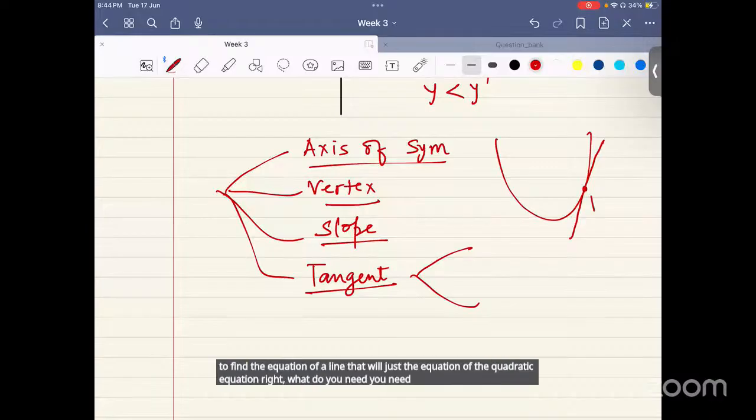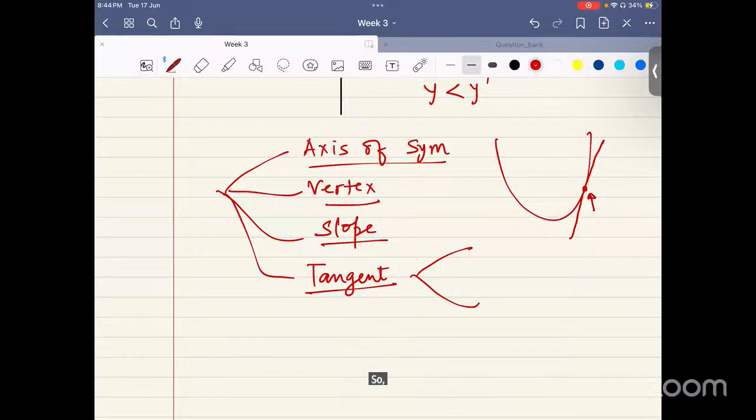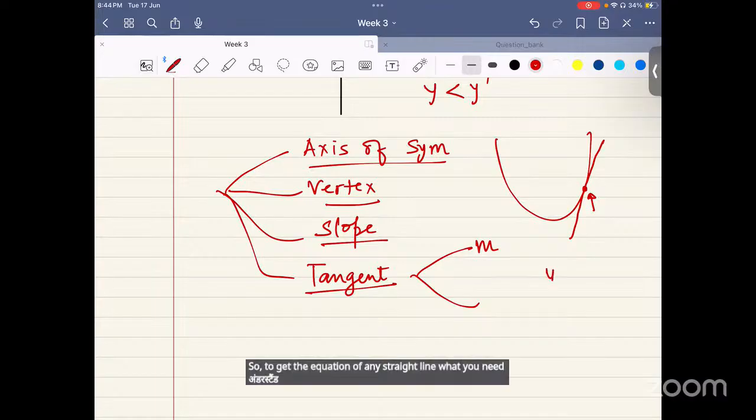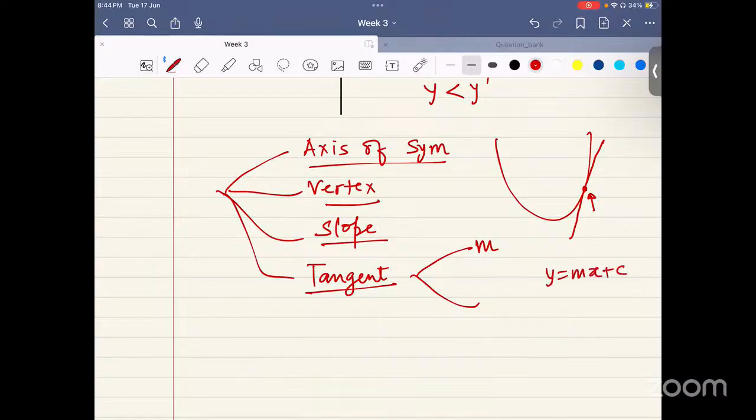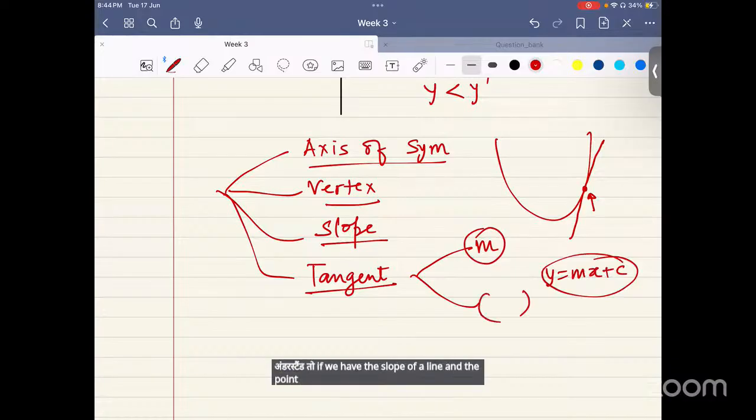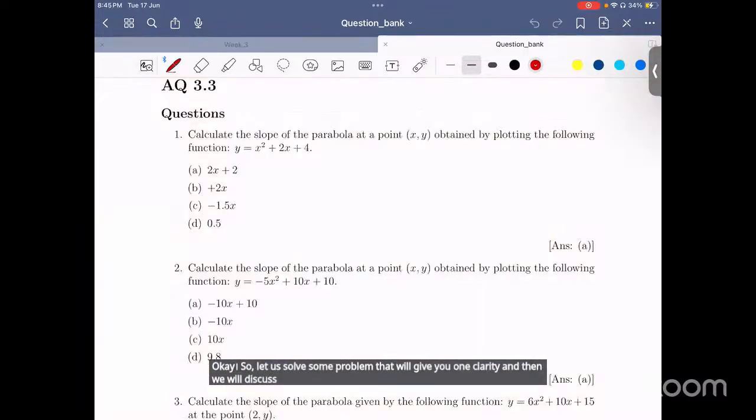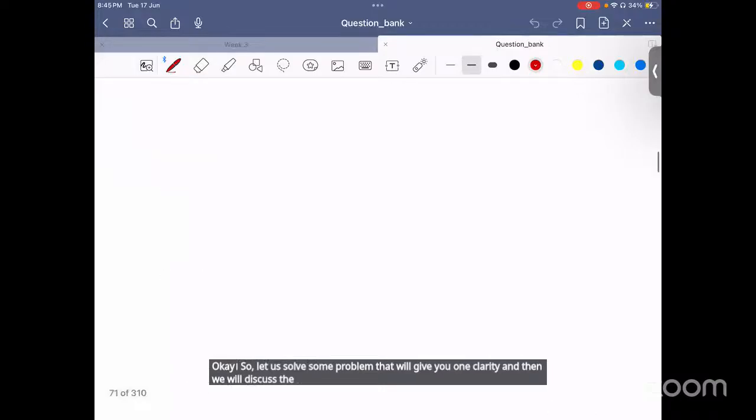So to find the equation of a line that will just touch the quadratic equation, what do you need? You need a point through which the straight line passes, and you need the slope. I hope you already know the slope-point form, y equals mx plus c. If you have the slope of a line and a point through which this line is passing, you can calculate the equation of the line. Are you able to understand this? Yes, sir. Correct. Okay, so let's solve some problem that will give you more clarity, and then we'll discuss the next concept.